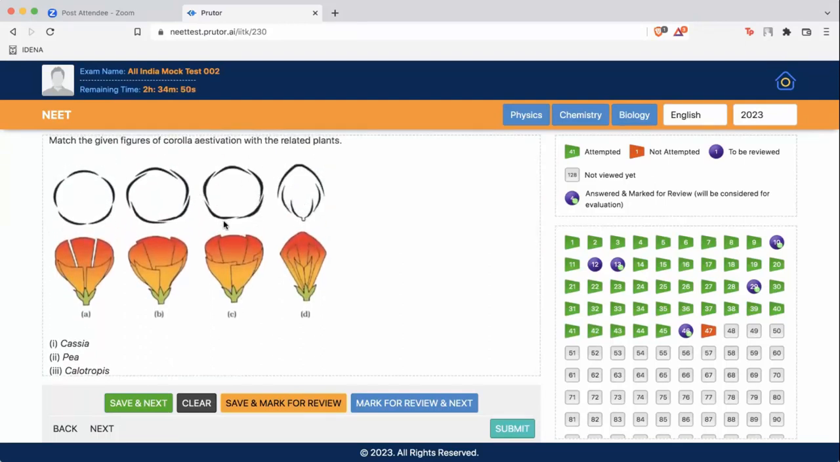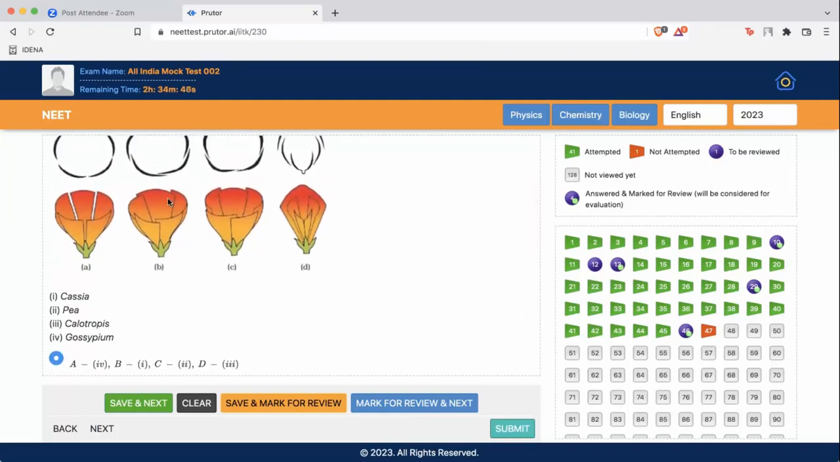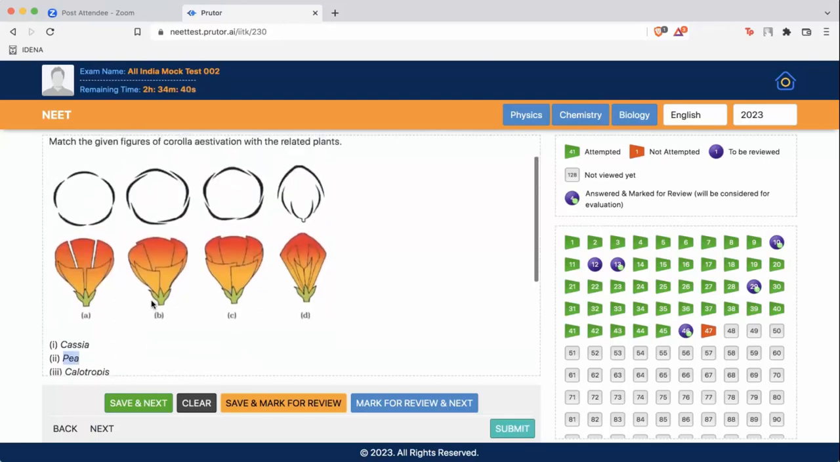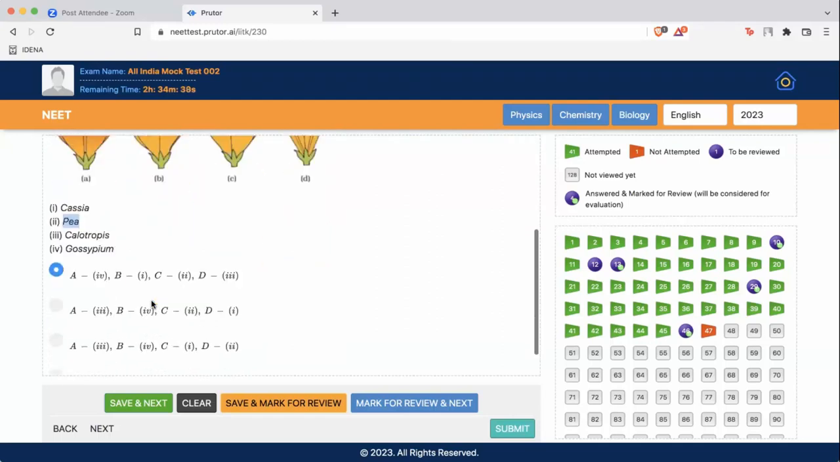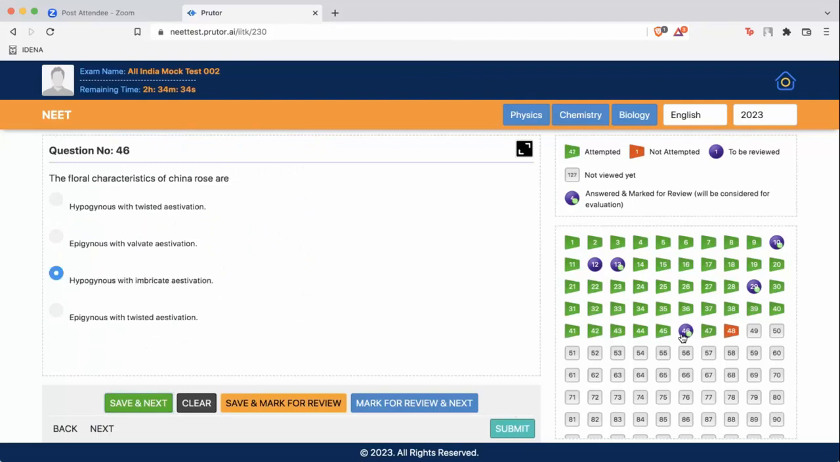Okay, I guess this is your twisted. That makes sense. And B is, since pea and China rose are twisted technically, 4, Gossypium. Oh, it's been a while. So I think this is twisted then, yeah.